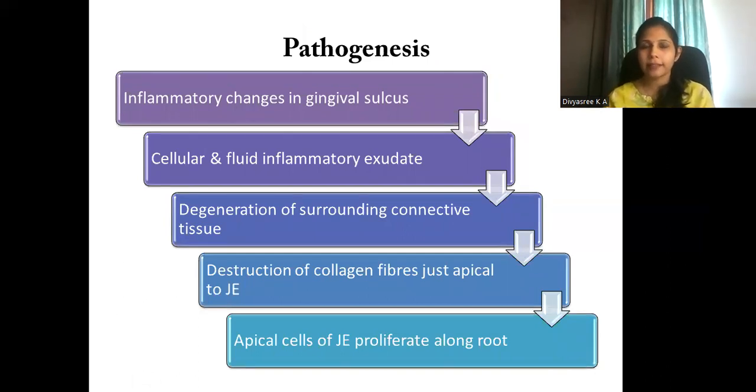So what happens whenever there is a microbial challenge? There occurs an increase in the amount of cells. We saw an increase in granulocytic migration across the gingival epithelium to the sulcus. Along with that, there occurs an increase in the amount of inflammatory fluid. So gradually, gingival crevicular fluid transforms from a transudate into an exudate.